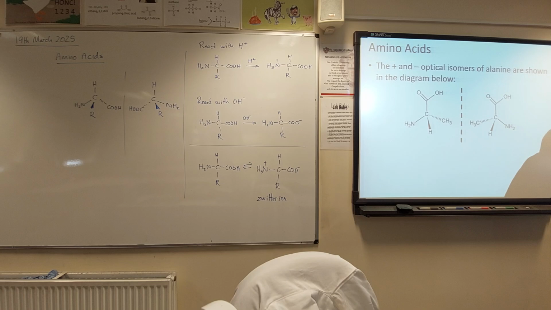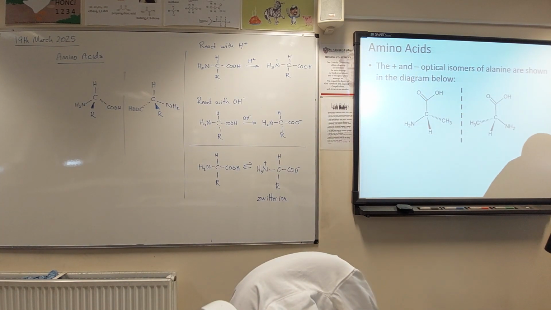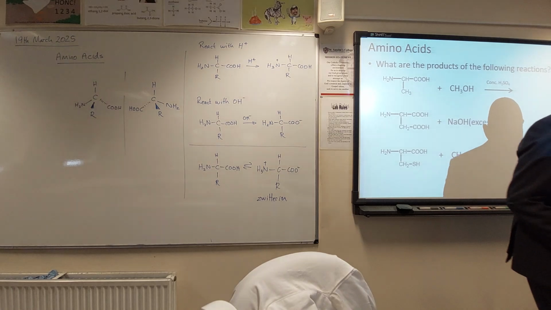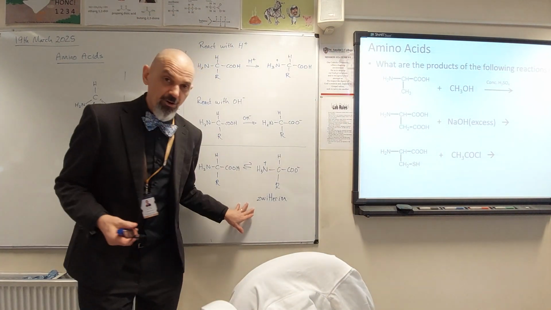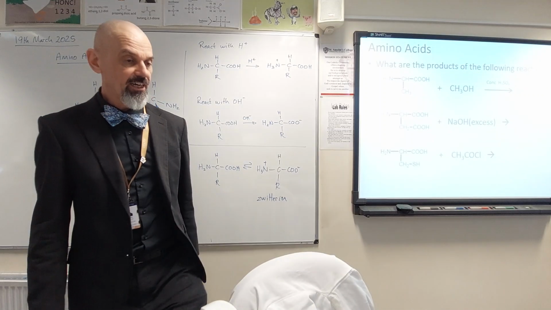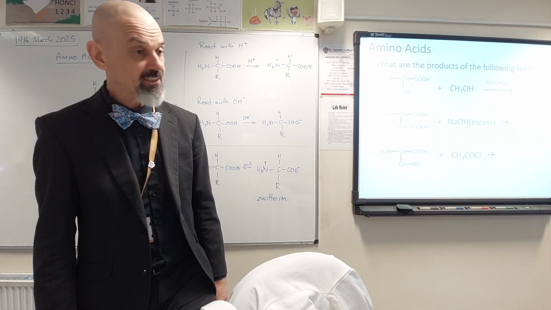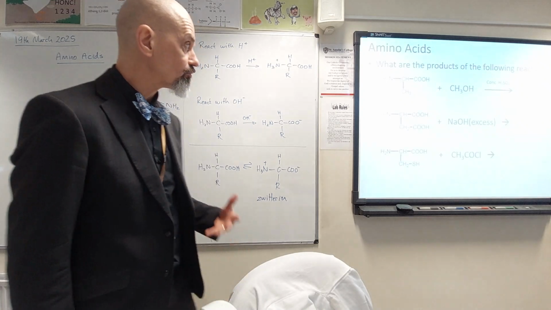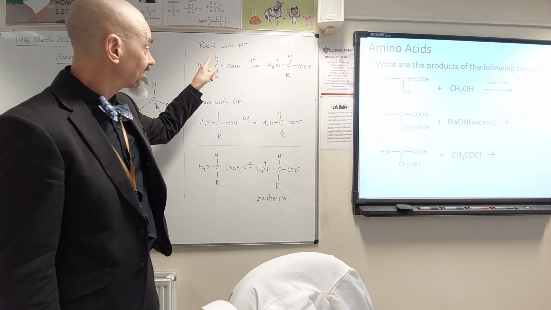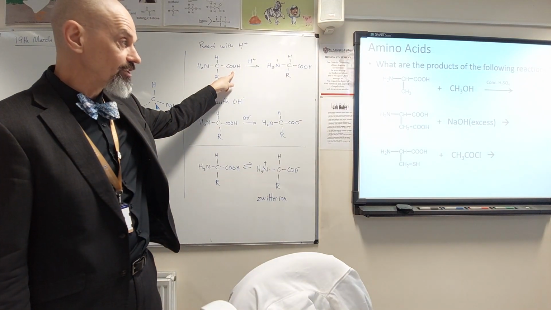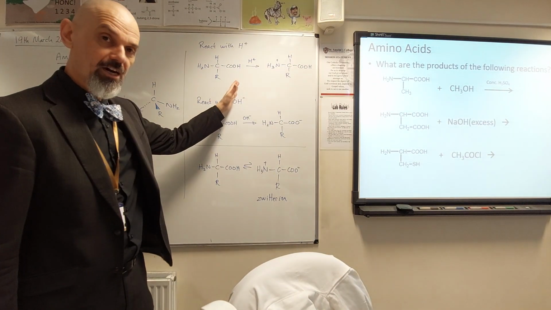So there we are. That's the same structure there, and that's the zwitterion. As well as forming zwitterions, which is a unique chemical reaction for amino acids, of course, amino acids react in the same way as amines would, and in the same way as carboxylic acids would, because they have an amine group and a carboxylic acid group.